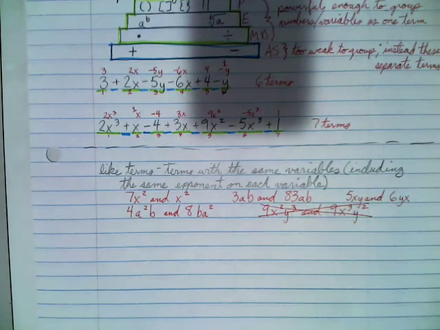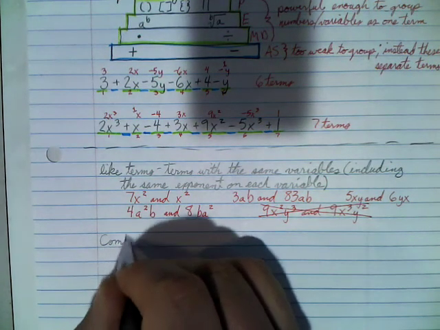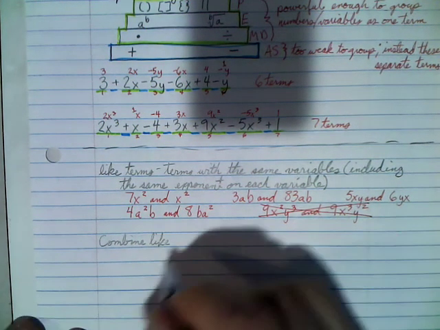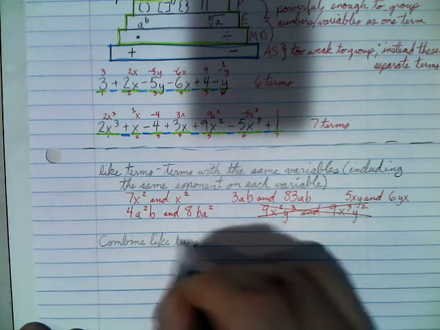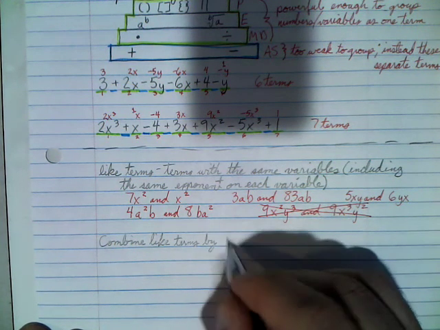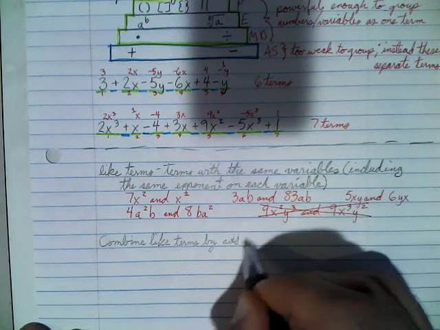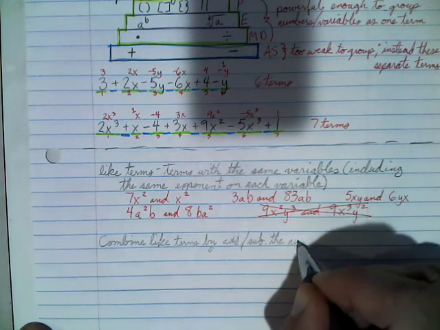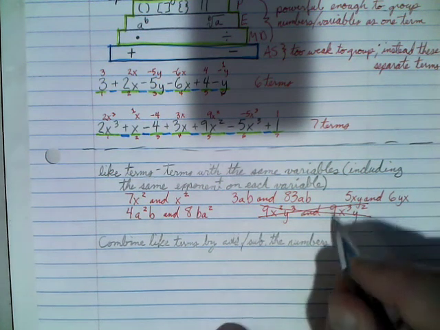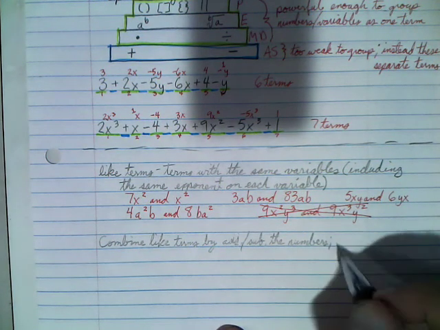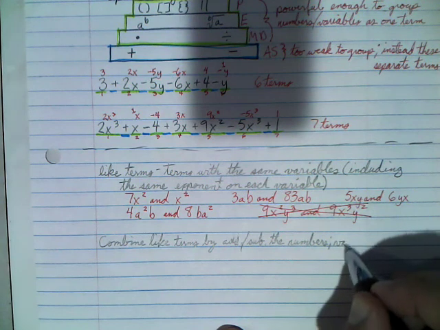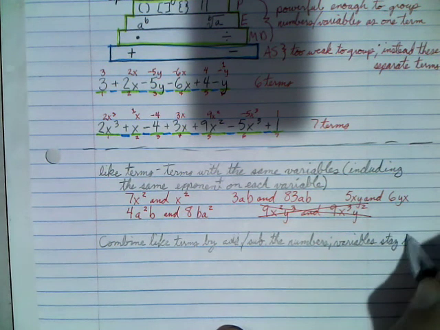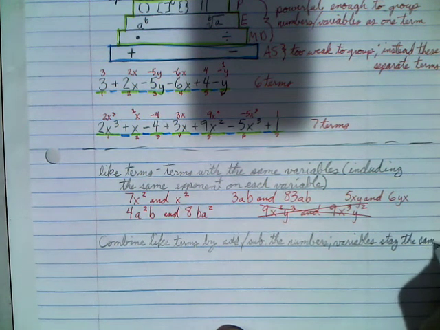So, ladies and gentlemen, since terms are separated by addition and subtraction, we combine them by adding and subtracting, specifically the numbers. When we combine like terms, though, the variables stay the same, and that includes their exponents.